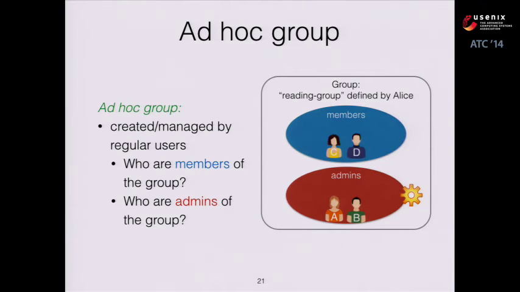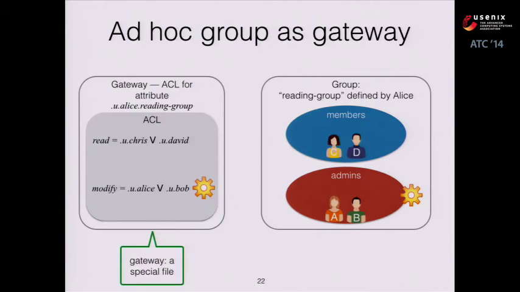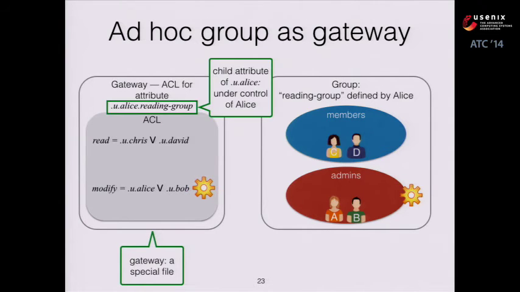So an ad hoc group needs to specify both the regular members and admins of this group. For example, here, the group is called reading group defined by user Alice, which has 2 members and 2 admins. Then we'll explain what a gateway is and how it can represent an ad hoc group. The gateway is just a special file in the system. And first, we'll choose an attribute .u.alice.reading group to represent this group. It is a child attribute of .u.alice, which means it's under control of user Alice.